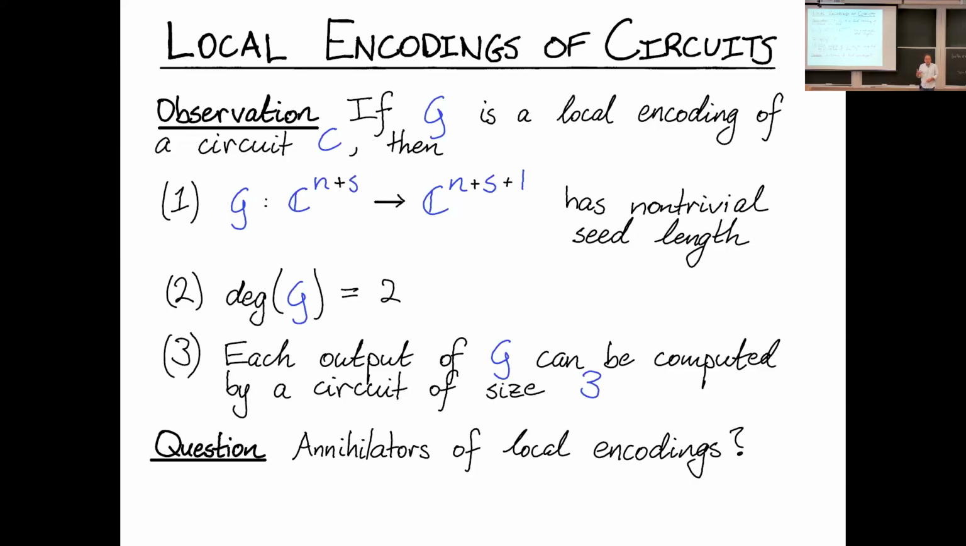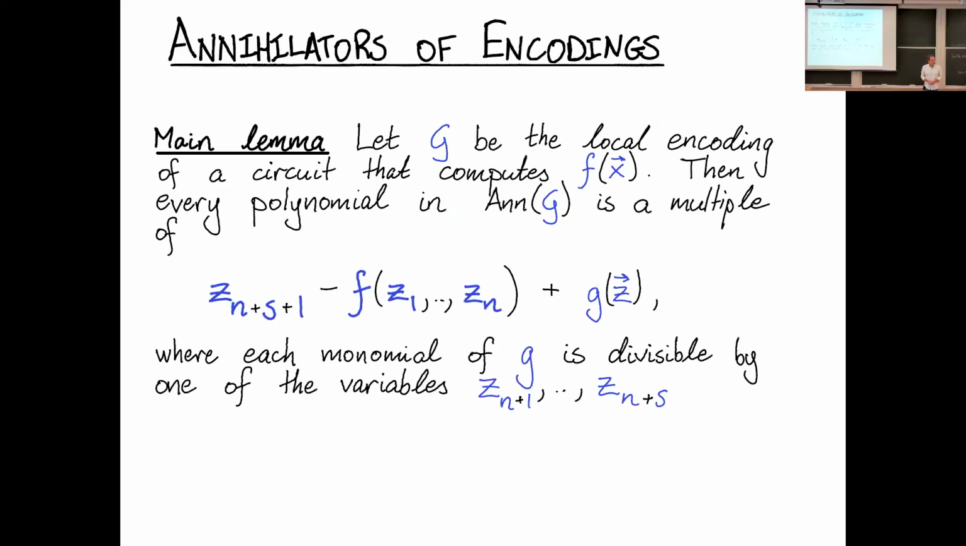But the question is, is this thing actually pseudorandom? What does it hit? Can we understand the annihilators of generators that look like this? And it turns out you can. And that's the main technical contribution of this work, a complete understanding of the polynomials that break these generators. It's not too hard to show that if you have a generator that's a local encoding of some circuit that computes a polynomial f, then everything in the annihilator is a multiple of 1 polynomial.